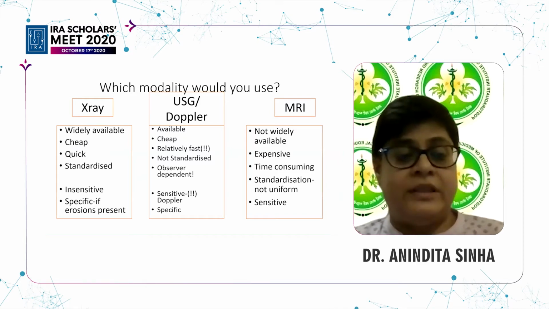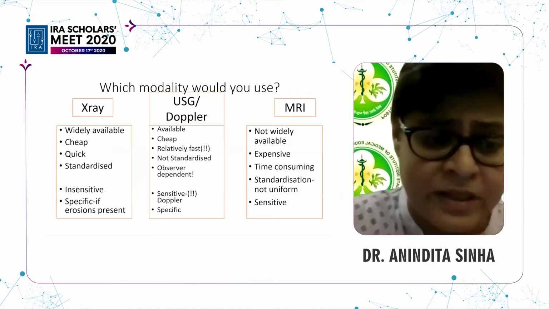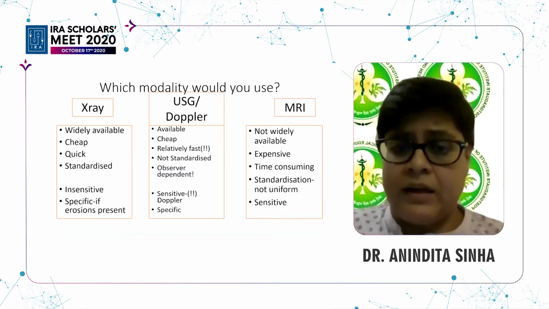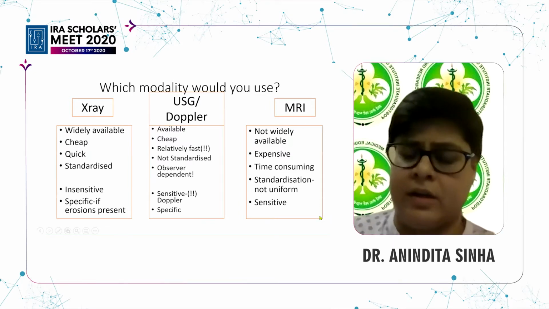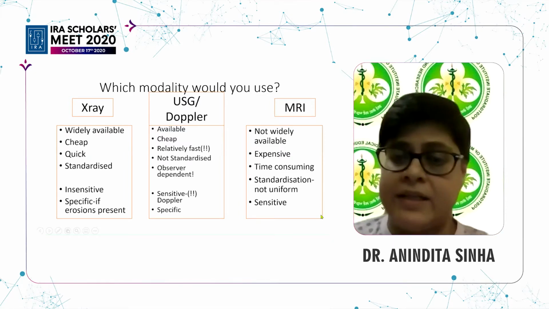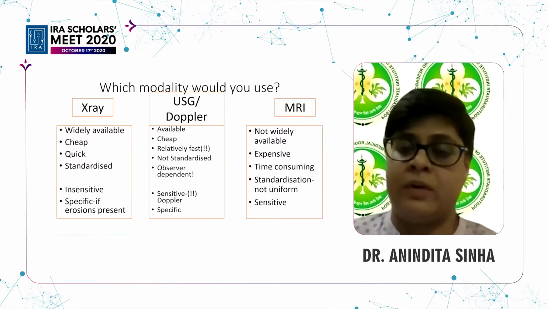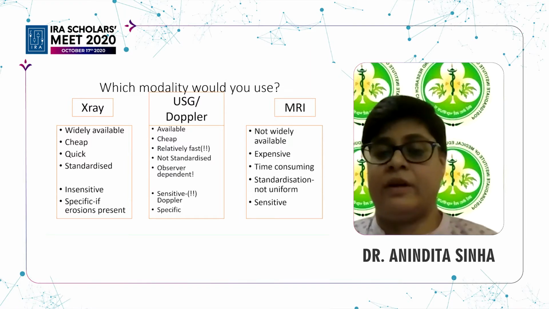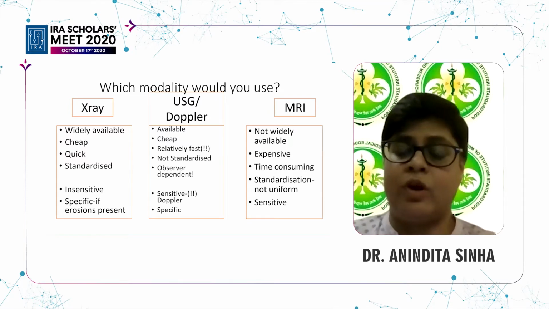X-ray is widely available, cheap and standardized, but it is insensitive for these early changes. Only specific erosions are present, and sometimes specific only if you get a proper distribution. But for early changes, especially for bone marrow edema, which has a lot of prognostic implications because these areas of bone marrow edema progress to erosions later on, and also synovitis, the degree of synovitis can help in deciding or changing the treatment protocol.